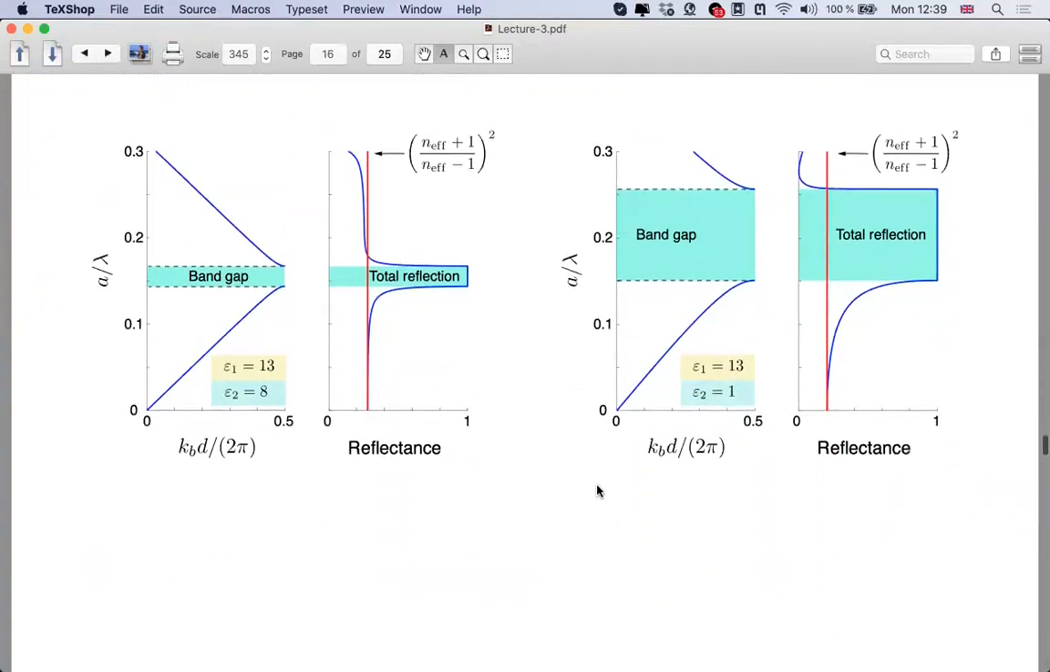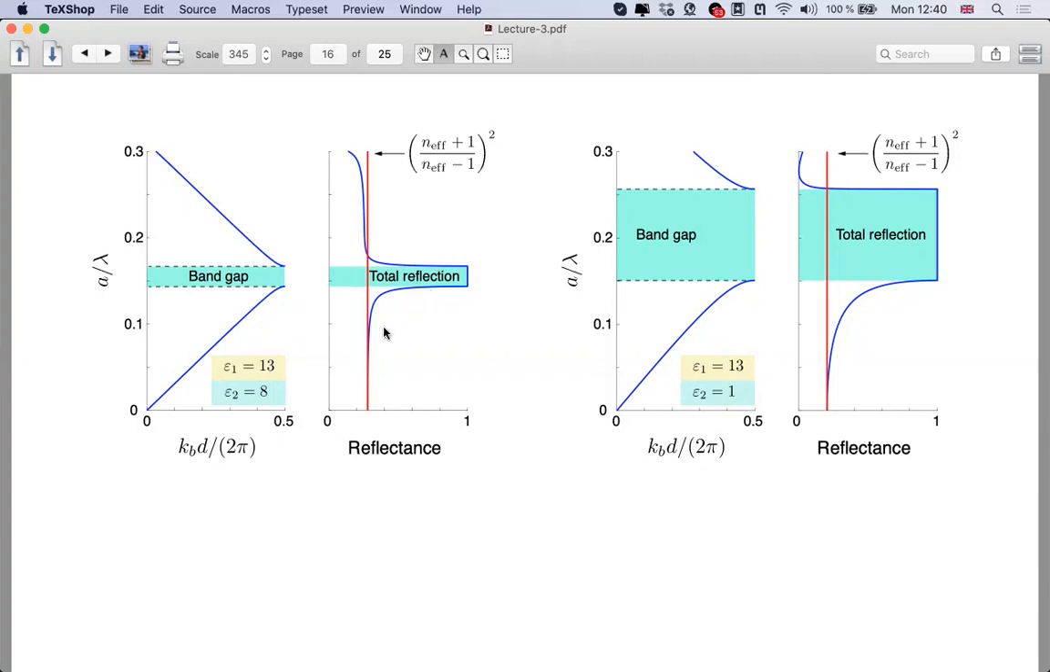Okay, and this is a calculation. This is a band structure of a photonic crystal with epsilon 1 equal to 13, epsilon 2 equal to 8. This is like a quarter wave Bragg reflector, yeah? And this is a band gap, and this is a reflectance. So the vertical axis is the same, it's a frequency, a over lambda, the dimensionless frequency, yeah? And here we see that the reflectance is exactly equal to 1 in the region of the band gap. This is just the analytical solution for reflectance.